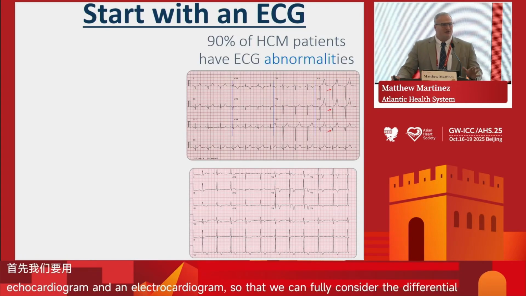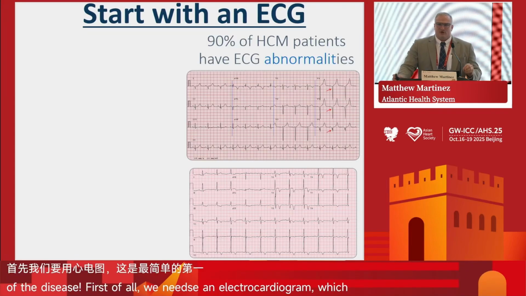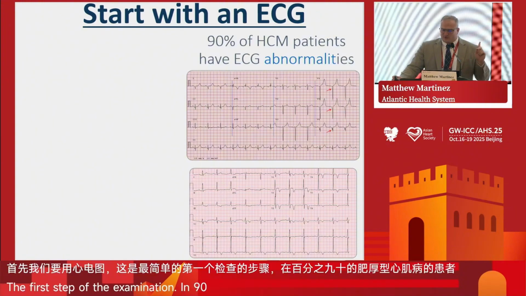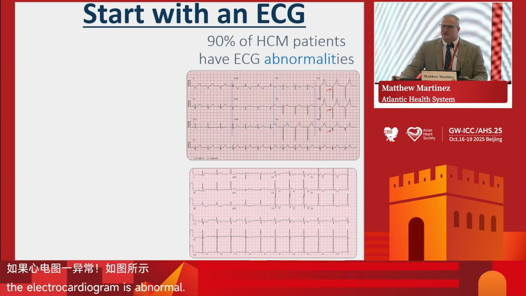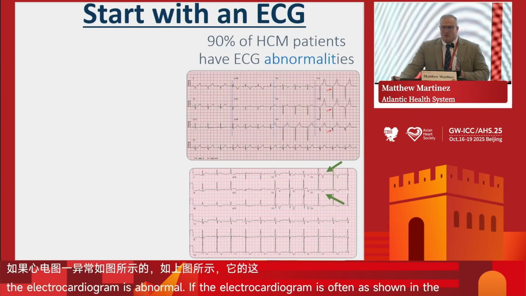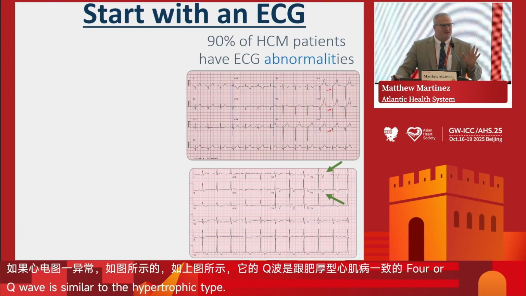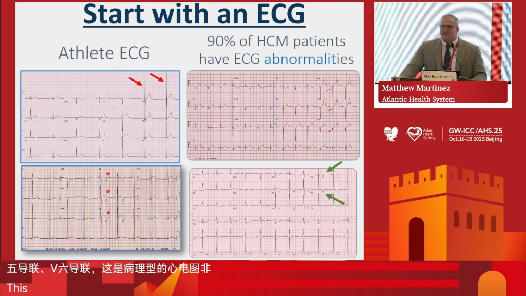If you remind yourself that HCM ECGs are 90% abnormal. So if you find an abnormal ECG like the ones I'm showing here, the one at the top has Q waves that are most consistent with hypertrophic cardiomyopathy, or lateral T waves in V4, V5, and V6. This is a pathologic ECG and hypertrophic cardiomyopathy until proven otherwise. Athletes shouldn't have this ECG.